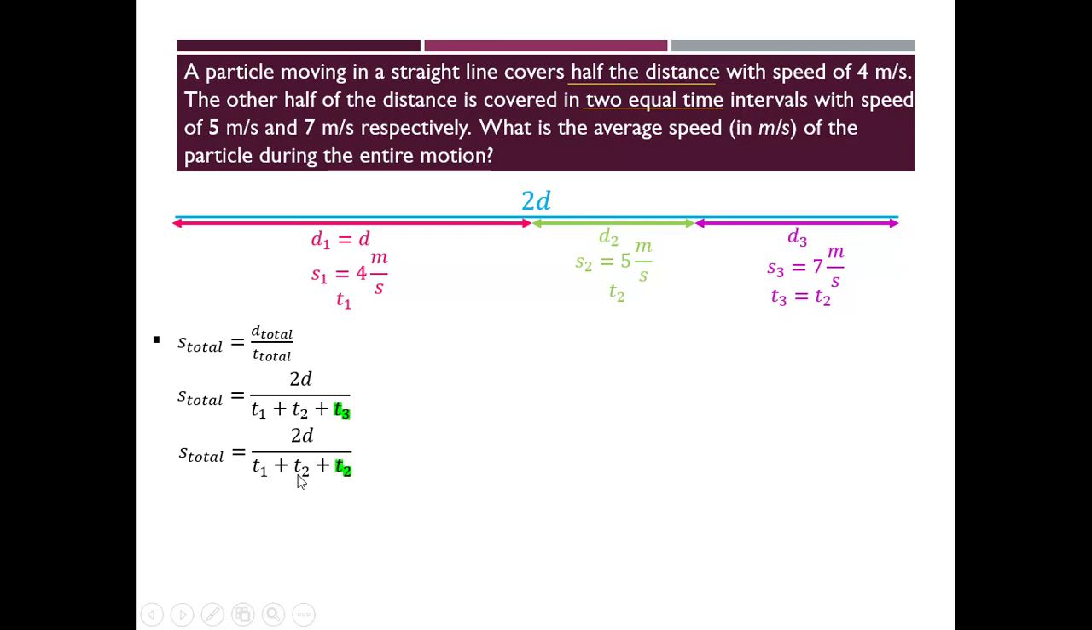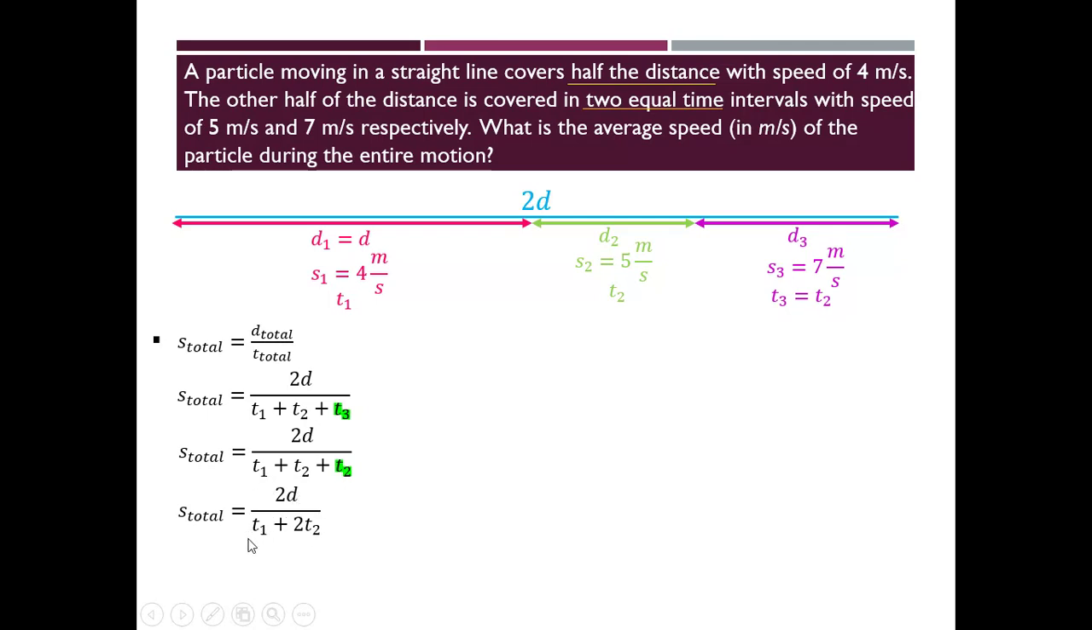Well, you have a T2 and a T2. Those are like terms, so combine like terms. So if I combine like terms, I have 2D, that remains the same. T1 hasn't changed. So I'm just going to add T2 plus T2 makes 2T2. So in order to find average speed total, I need to know what the distance is. I need to know what T1 is and T2.